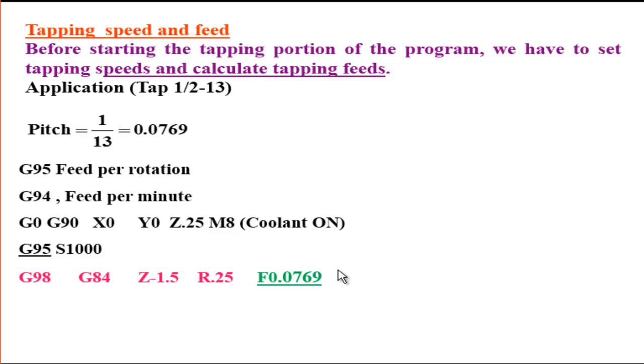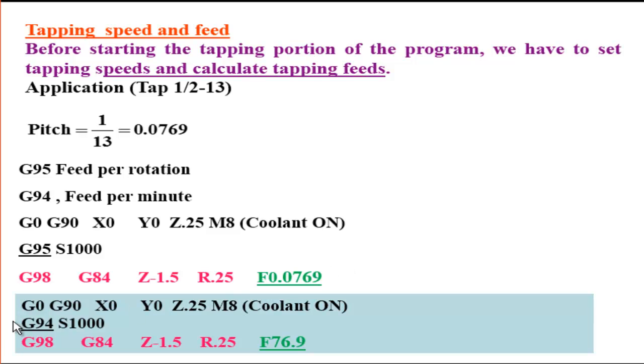So this is a typical application of if we use G95. What if we use G94? Here we use G94 and we use the same speed. In that case, it will not be feed per rev, it will be feed per minute.